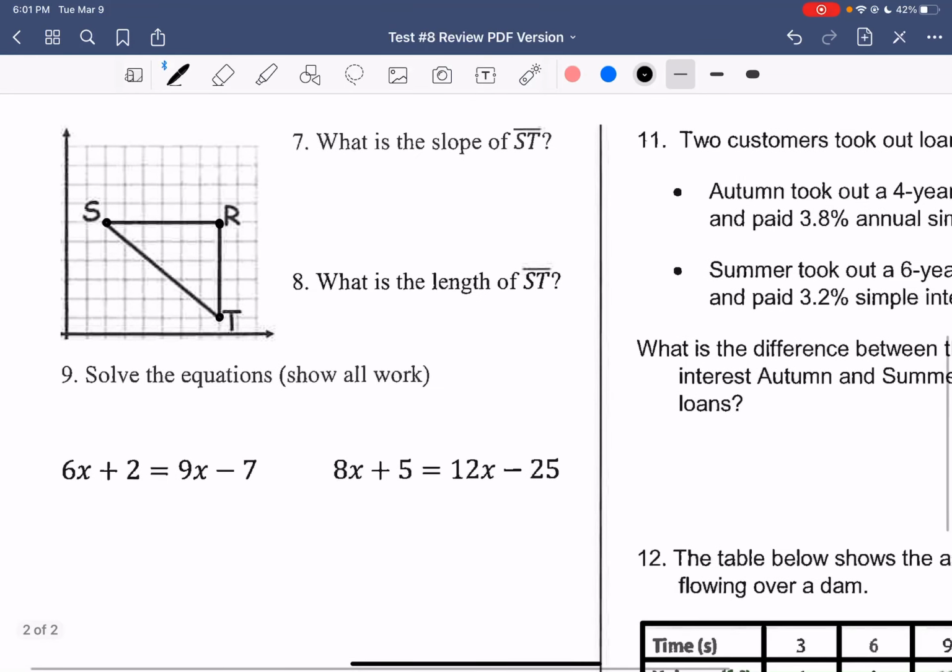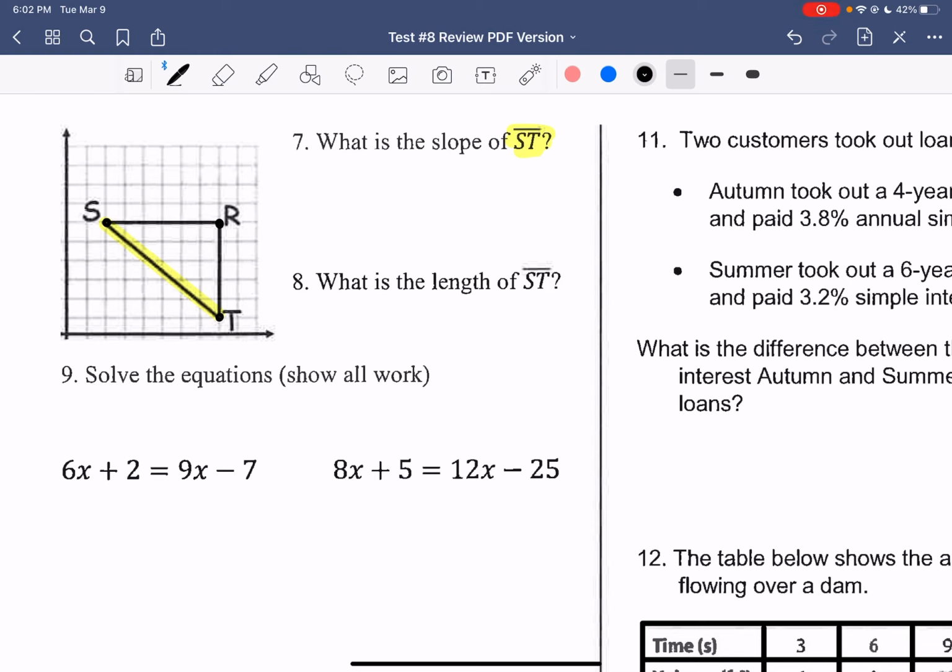Number 7, what is the slope of line ST? And we'll stop there. So we have our triangle here that is plotted on the coordinate grid. And we're asked to find the slope of line ST. So line ST is from here to here. So what we can do to find the slope is find the rise over run.